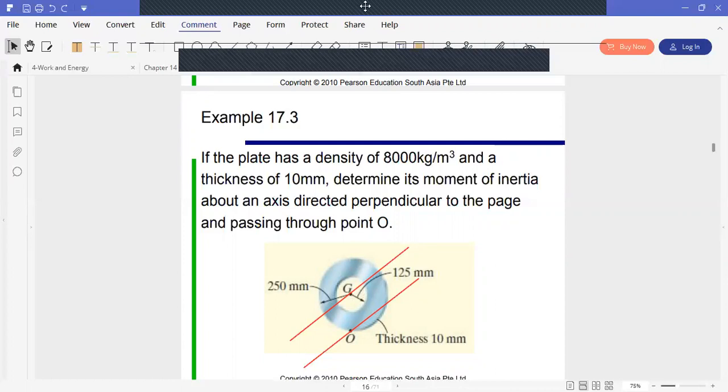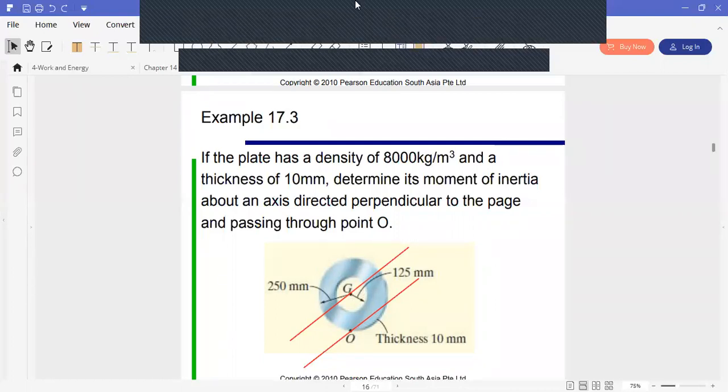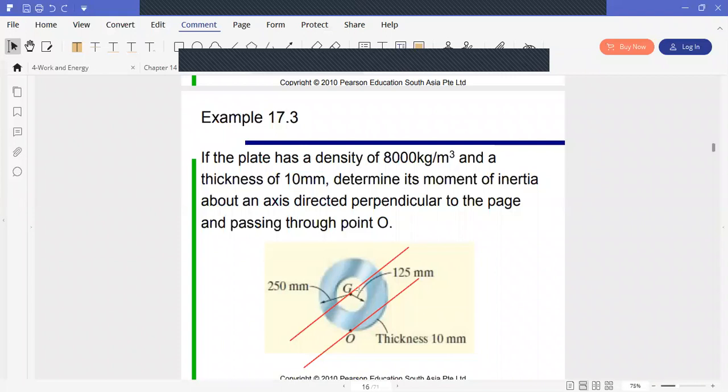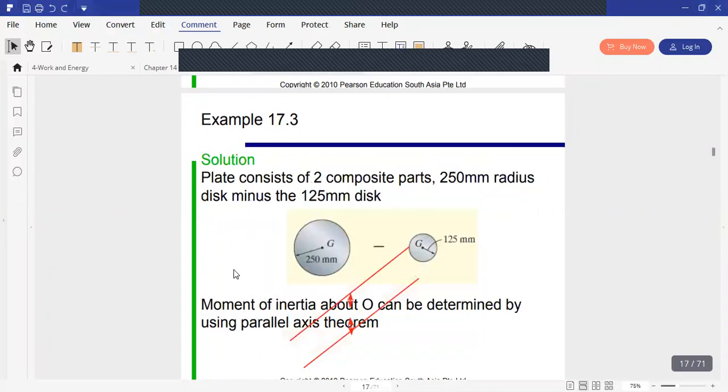Once I'm done with this, I will move to the parallel axis theorem in order to find the inertia about O. So what is the distance between G and O? It's the radius of the big circle, so it's equal to 0.25 meters. So I can now apply the parallel axis theorem. This is the solution here.